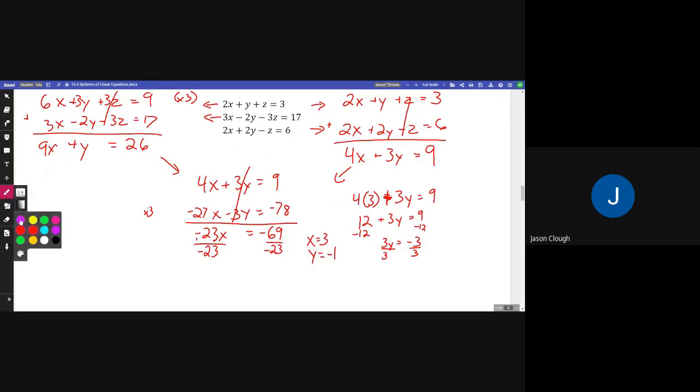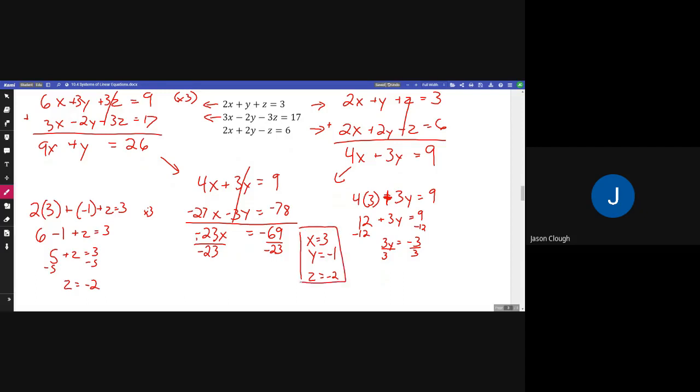We now have to take these two solutions and plug them into one of the other equations. So I'll do the first equation. So 2x plus y plus z equals 3. 2 times 3 is 6. Minus 1 plus z equals 3. 6 minus 1 is 5. Subtract the 5 over. And we end up with z equals negative 2. I'm actually going to write the z equals negative 2 over here.